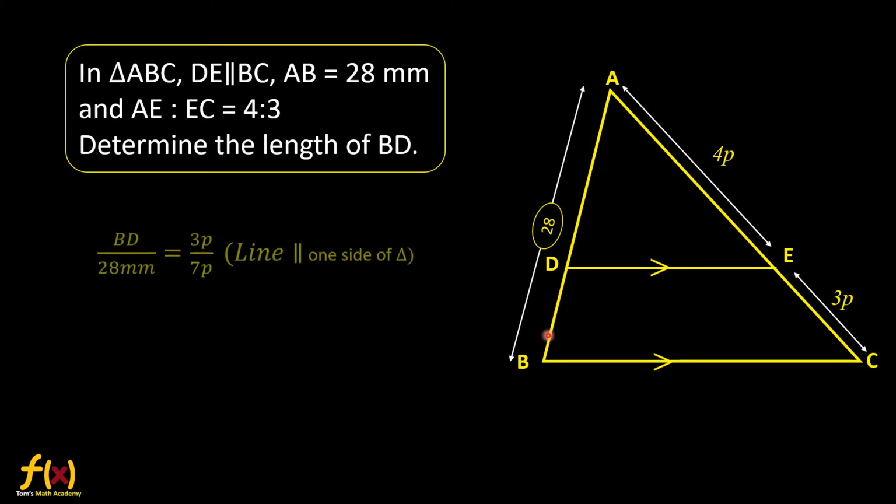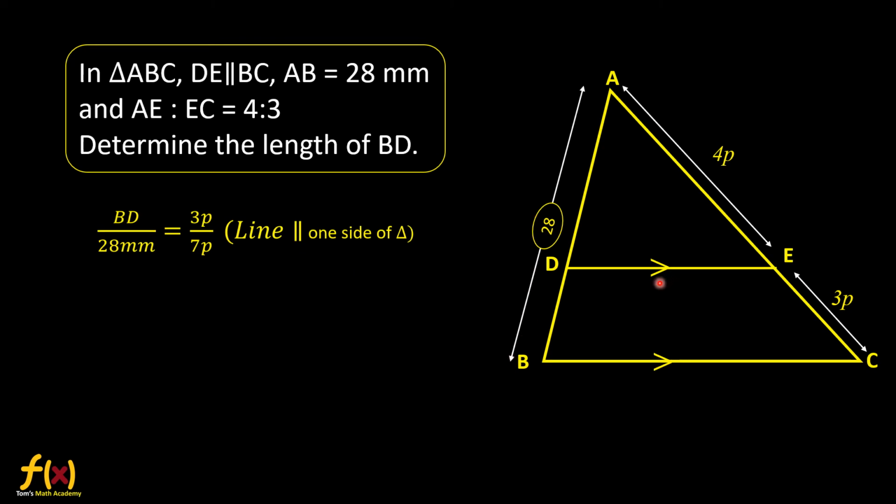So you write BD over 28. It's given, it's available. Equal to, go to the other side. What is the corresponding side of BD? EC, that is 3P, over, in the place of AB, here we have AC. How much is AC? A to C, 4P plus 3P, that is 7P. And we write the reason in the bracket: line parallel to one side of triangle. That's the way you have to answer. Now, we solve for BD. BD is equal to, cross multiply, P and P cancel, 3 over 7 times 28, and we get the answer. Hope you are clear.